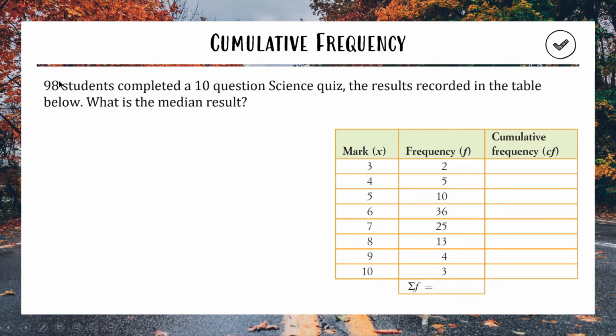So now we know there are 98 students. So if we want, we can do our shortcut to find where the median is going to be. But before we do that, we're going to fill out our cumulative frequency column, and we're going to talk about what that is and why it's useful for finding the median.